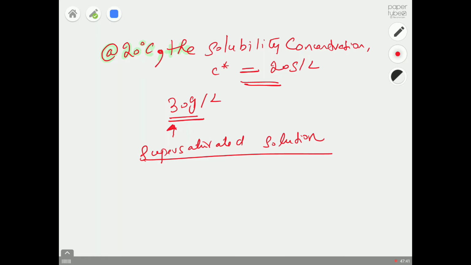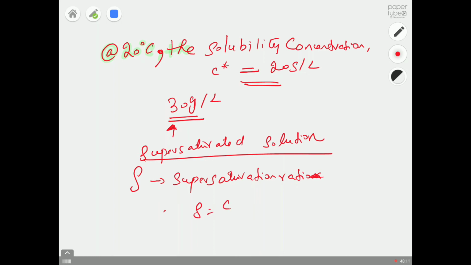And if you want to calculate the degree of your supersaturation, there are a few definitions. There are different ways to express supersaturation. One easiest way is to define a ratio. We call it the supersaturation ratio.